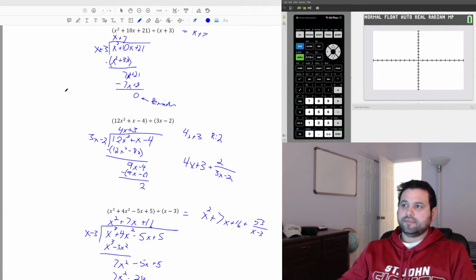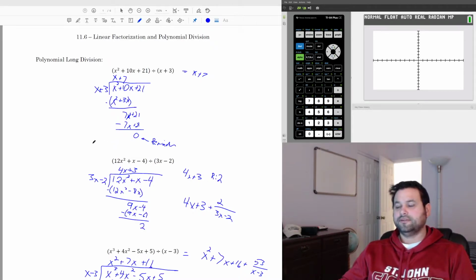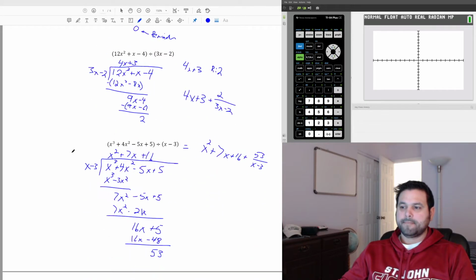Whereas in this first example, x plus 3 is a factor of x squared plus 10x plus 21 because I got a remainder of 0. Okay, and that's part of the remainder theorem there. So if we get a remainder of 0, then we know it's a factor. Okay, so that's long division.